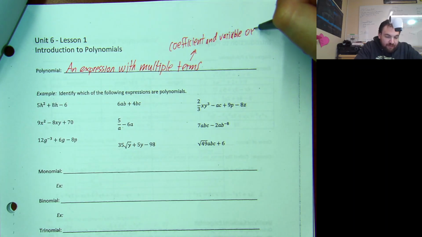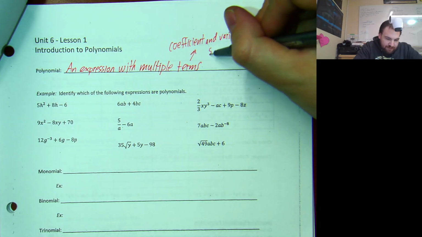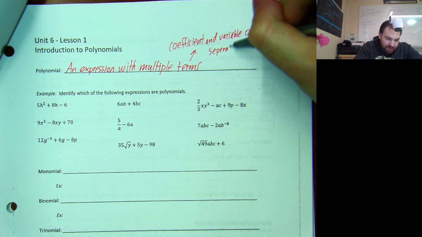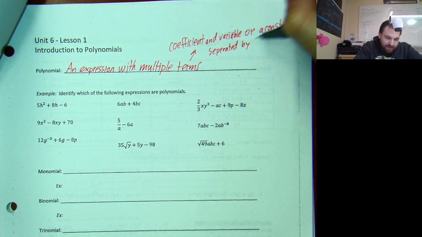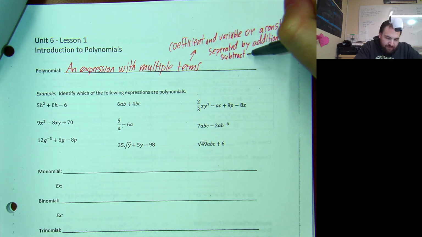So it's coefficient and variable. Or, if there's no variable, what do we call it? Constant term, or a constant. And then Nika, you define something here: separated by addition and subtraction. Cool, love it.